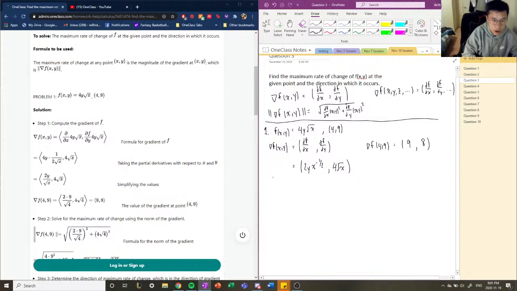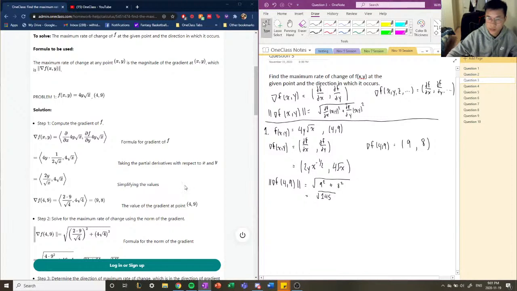Okay, so now we need to find the maximum rate of change, and we know the maximum rate of change is just the magnitude of the gradient of f at 4, 9. Okay, so the magnitude of the gradient of f at 4, 9 is the square root of 9 squared plus 8 squared. Okay, and that equals 81 plus 64, which is 145. Root 145.